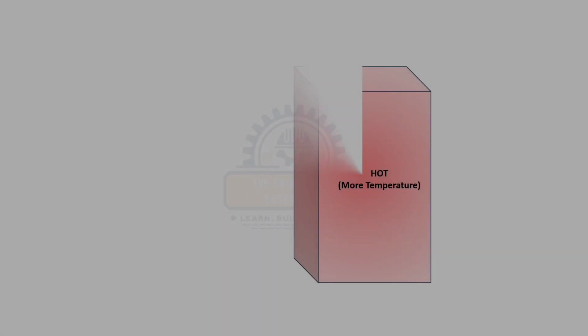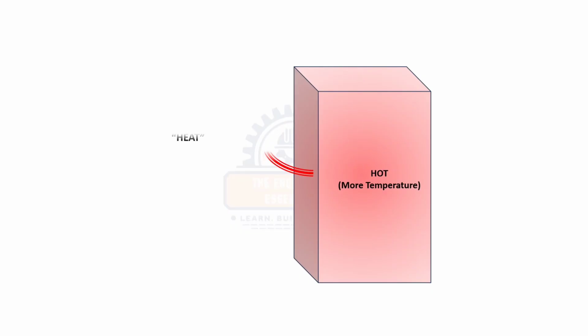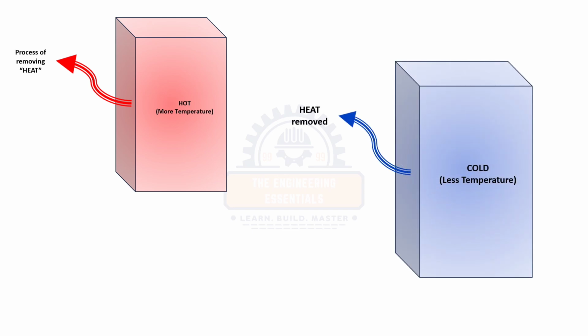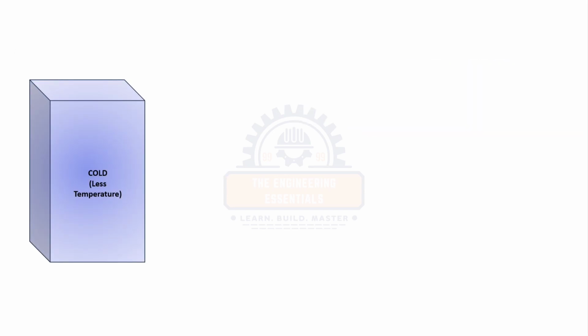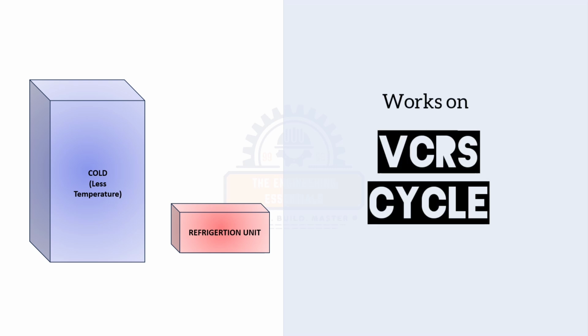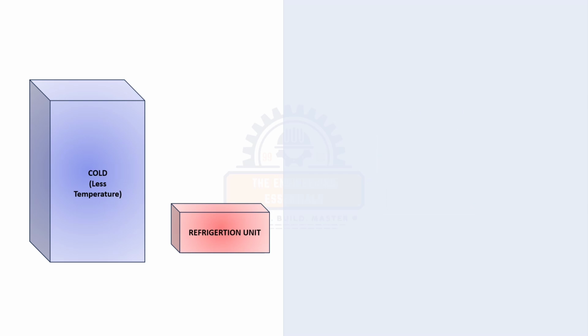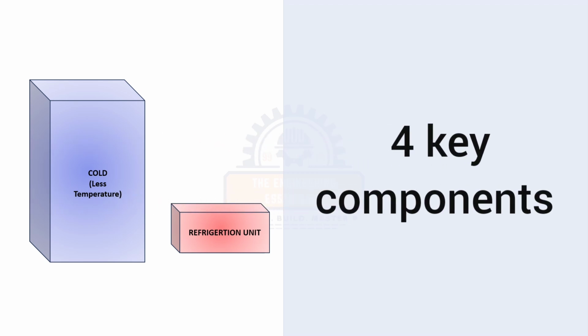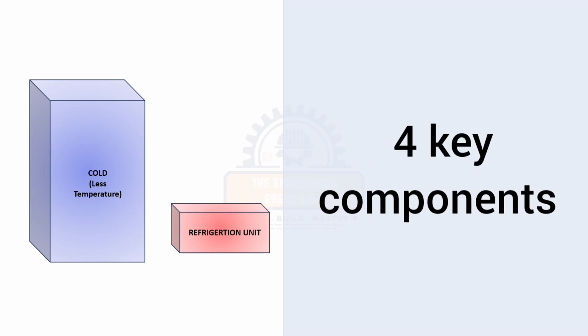Refrigeration is simply the process of removing heat from one place and dumping it elsewhere to make things colder. Sounds simple, right? But the magic happens because of the refrigeration unit, which basically works on the vapor compression refrigeration cycle, also shortly known as the VCRS cycle. This refrigeration unit performs its function with many components in it, but it has 4 key components.